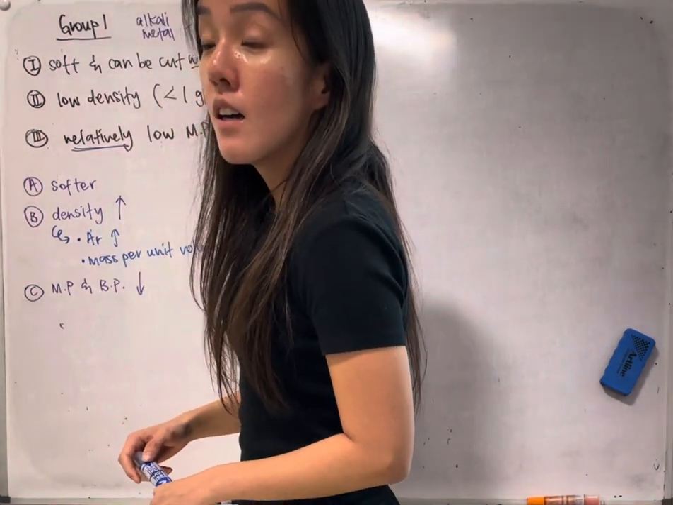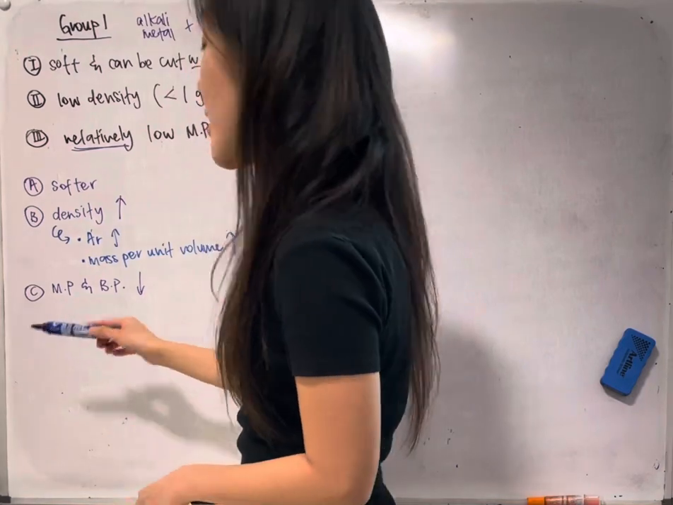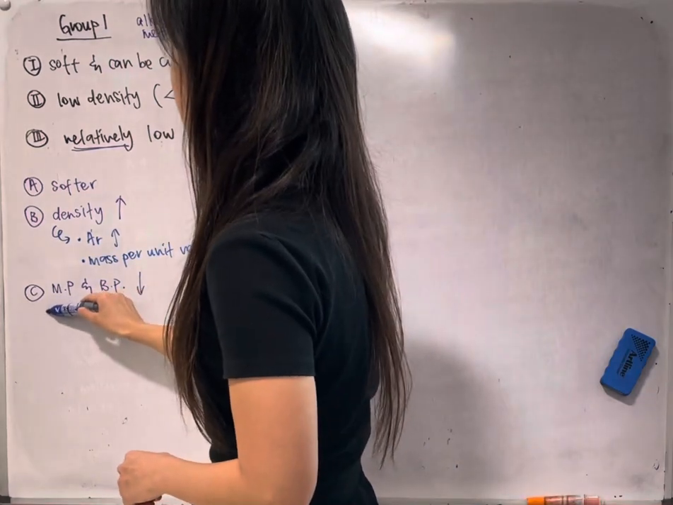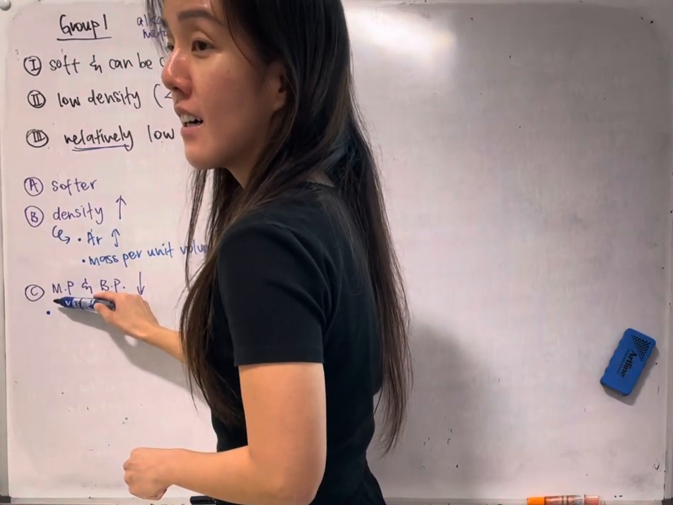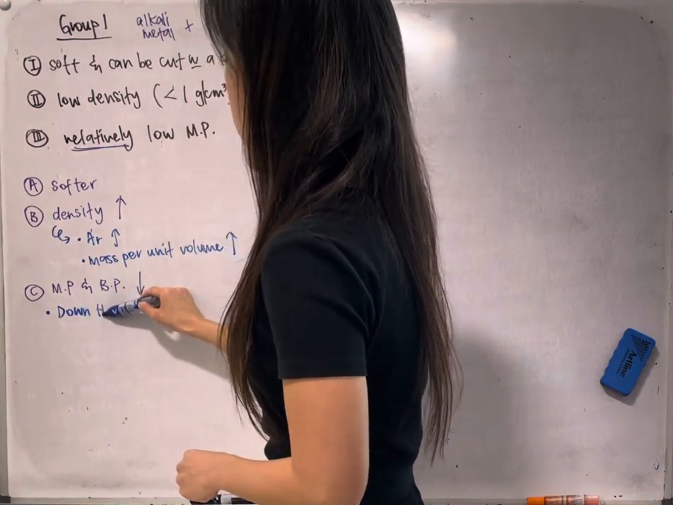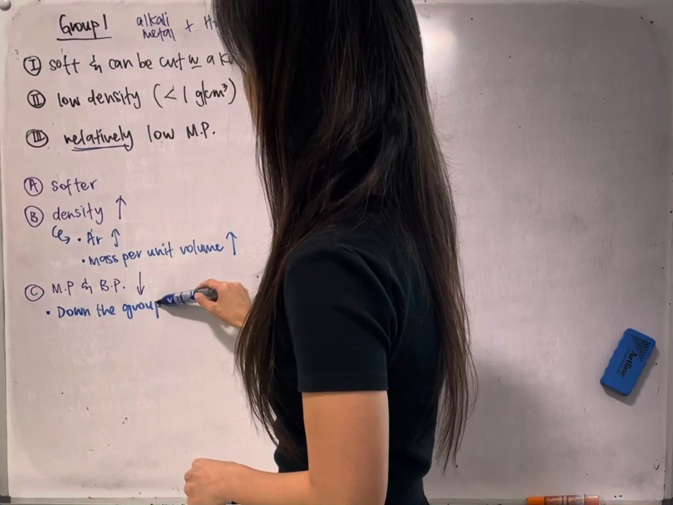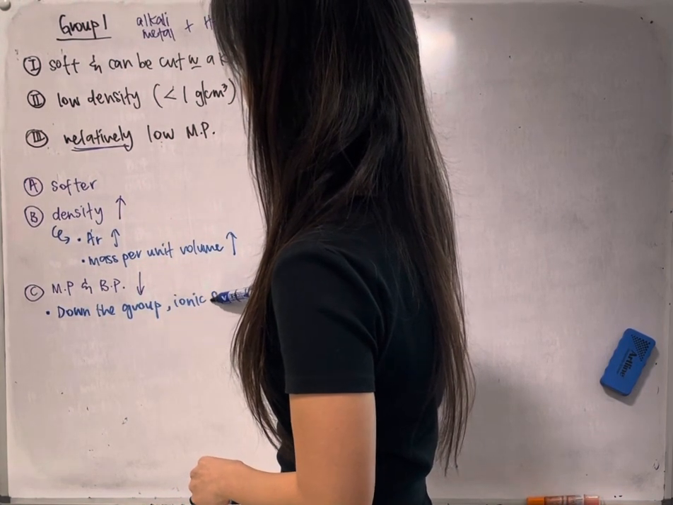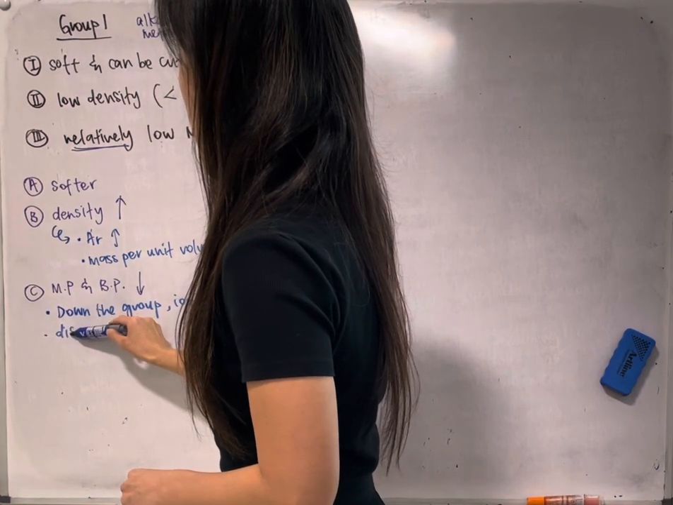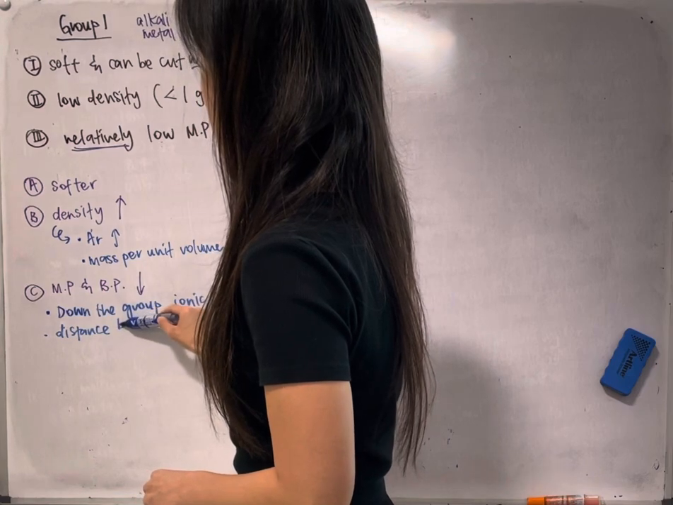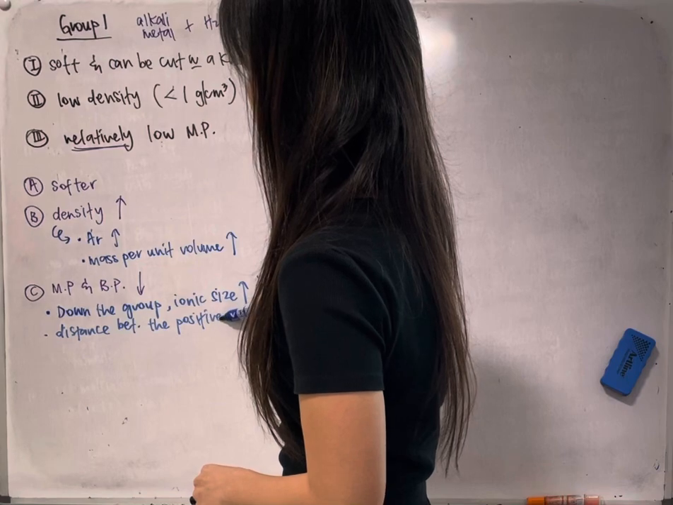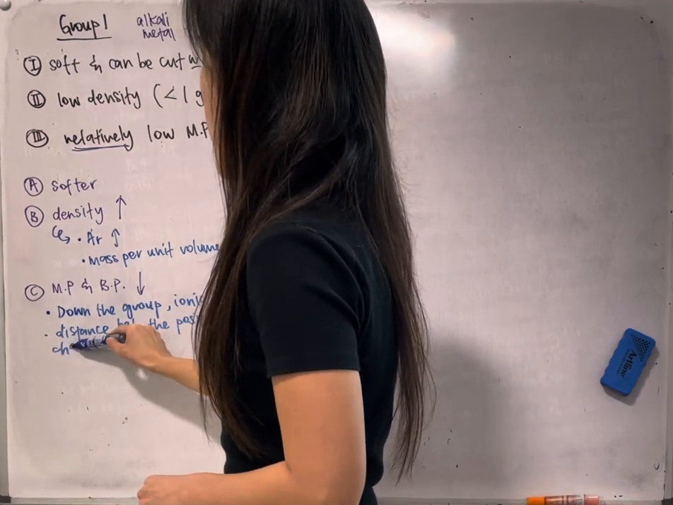Ions. You want word again? Can you tell me right now? First of all, down the group. Continue. I'm listening. Ionic size increases. Okay, so again, continue. Distance between positive charged nucleus and density of delocalized electrons increases. Okay, wait.